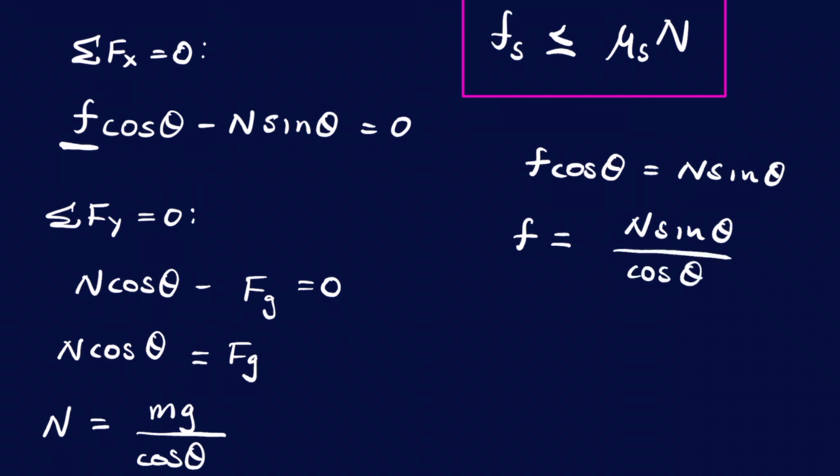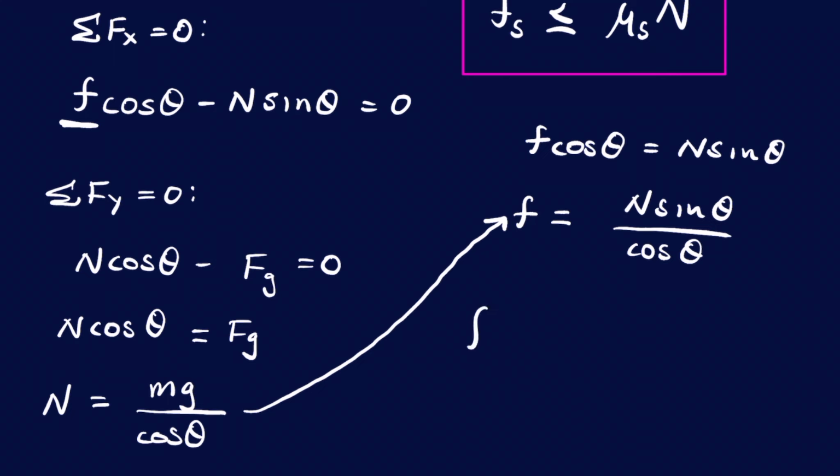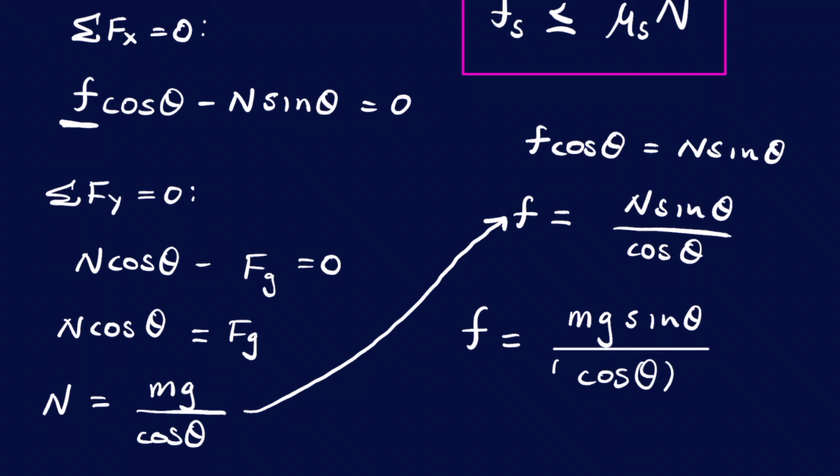So now what we can do is substitute the equation that we found for the normal force into this equation. And by doing that, we get F equals mg sine theta divided by cosine theta squared. Or another way to write this is cosine squared theta.